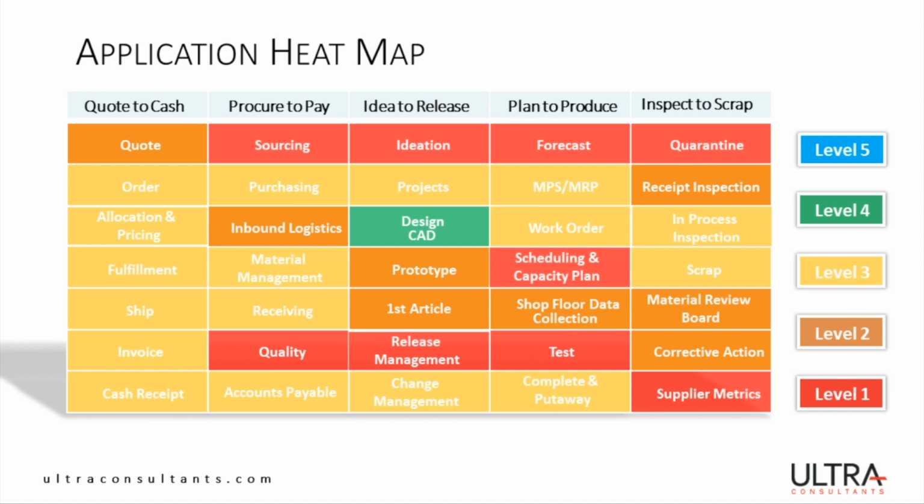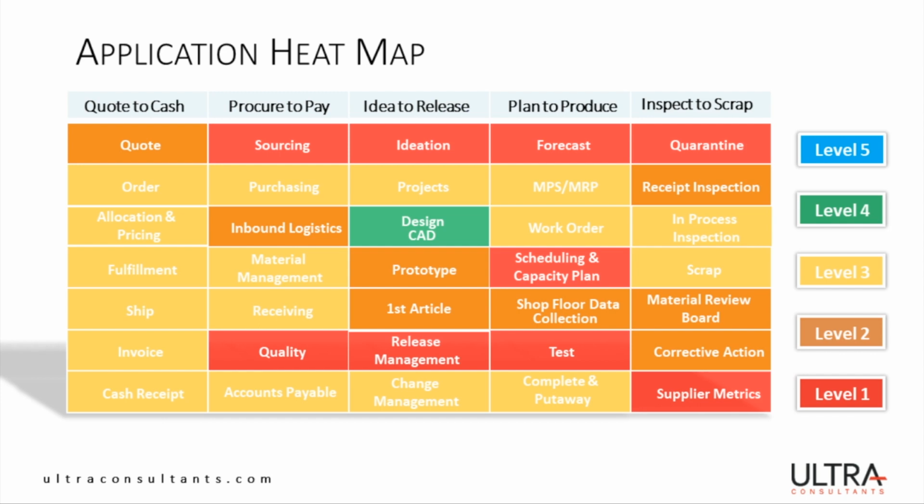In this particular heat map, we see quote to cash, procure to pay, idea to release, the engineering column, plan to produce, and inspect to scrap. And within each one of those, we have the major processes, such as quoting, order, allocation and pricing, fulfillment, shipping, invoicing, and cash receipt. So what we've done in this particular company is we've gone through their processes, identified them in this map, and then graded them as to where their strength is.